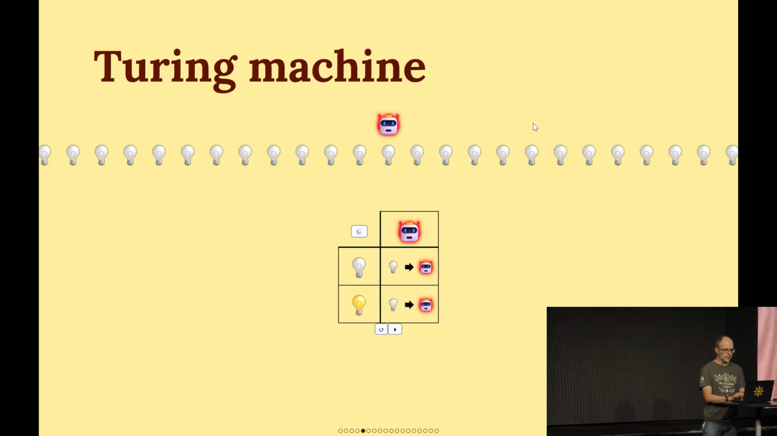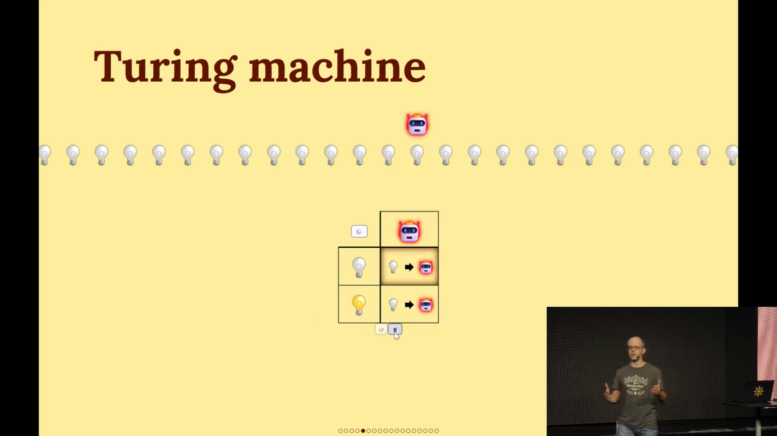And they say, well, if you're a red robot right now and you're standing next to a light bulb which is turned off, then what should we do? We shall leave the light bulb off, move to the right, and remain in the red state. So we can run this machine. And you can see that it's still moving, right? And it goes on and on and on. And it's basically doing nothing interesting.